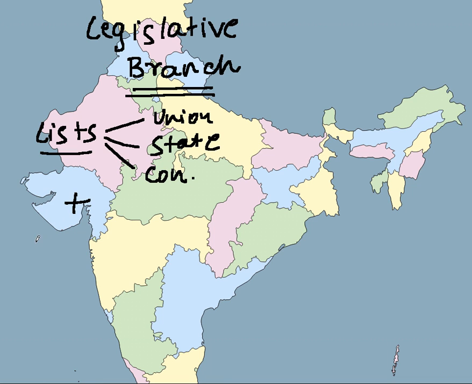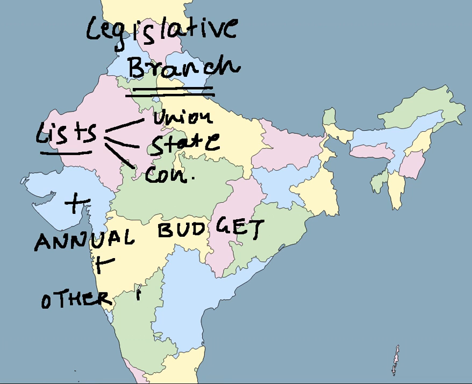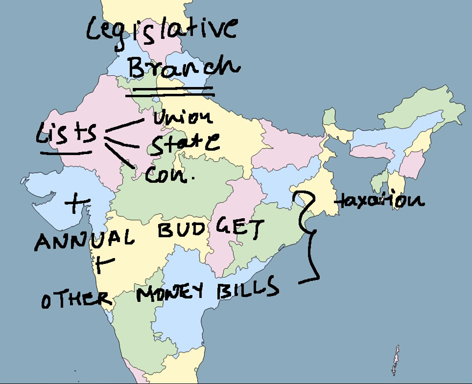Apart from these, the legislative branch is also responsible for passing the annual budget, as well as passing other money bills. Money bills are bills that are related to taxation. How much tax should be levied? We have taxes at an annual level. We have the income tax, we have sales tax, we have so many different taxes. So how are taxes levied? What level of taxes should be levied? What percentage of taxes should be levied?